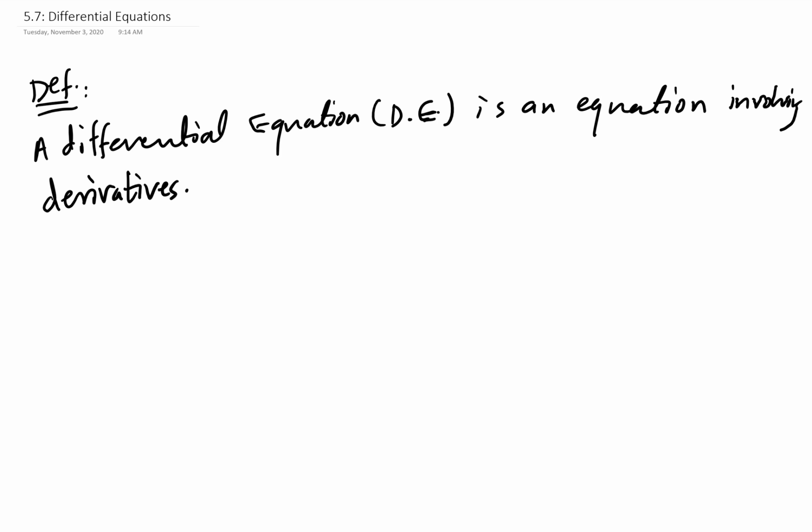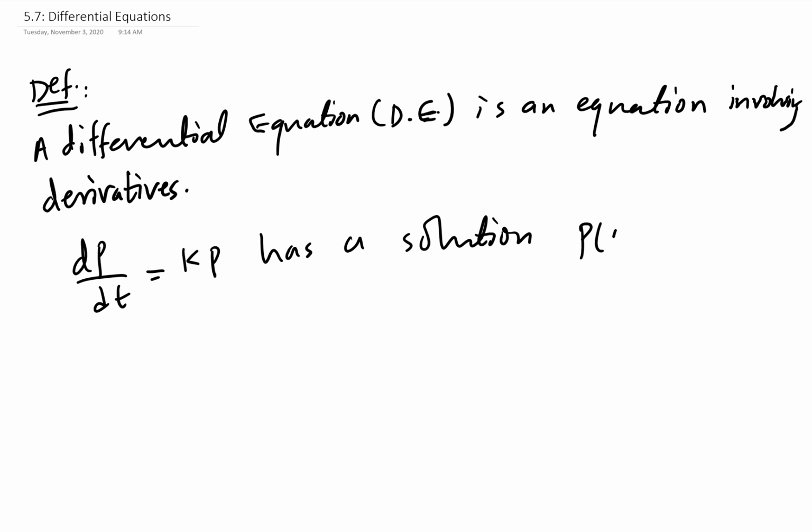So for example, in the previous chapters, I think chapter 2, we learned that dP/dt equals kP. That has a solution in the form P(t) = P0 e^(kt). This is called a differential equation.